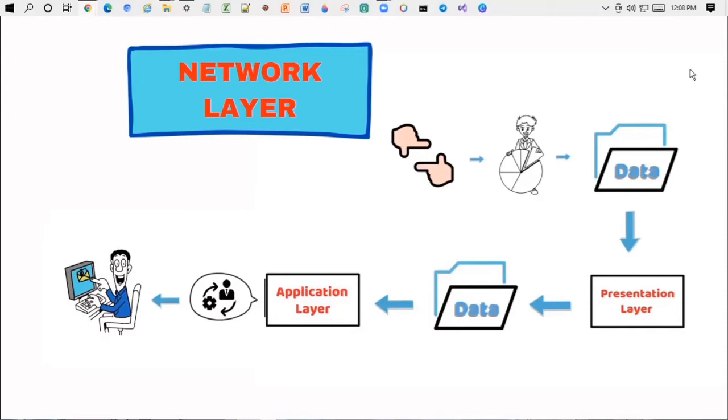A mechanism is provided by the network layer for routing the packets to the final destination. Connection services are provided, including network layer flow control, network layer error control, and packet sequence control. It breaks the largest packets into smaller packets.